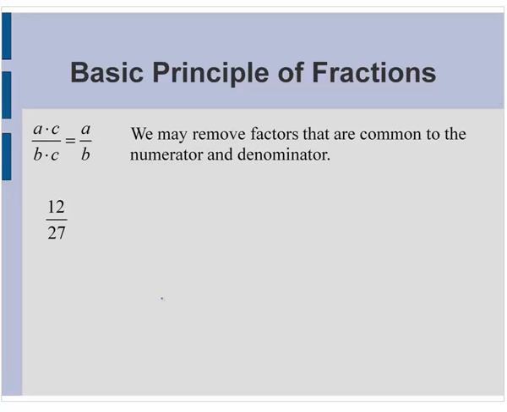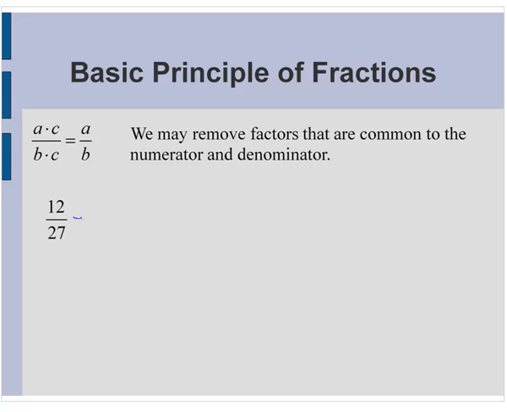The basic principle of fractions says that if there is a common factor between a numerator and denominator, we can remove the common factor. And in the other direction, it says if we have a fraction, we are allowed to multiply both numerator and denominator by the same number and get an equivalent fraction.